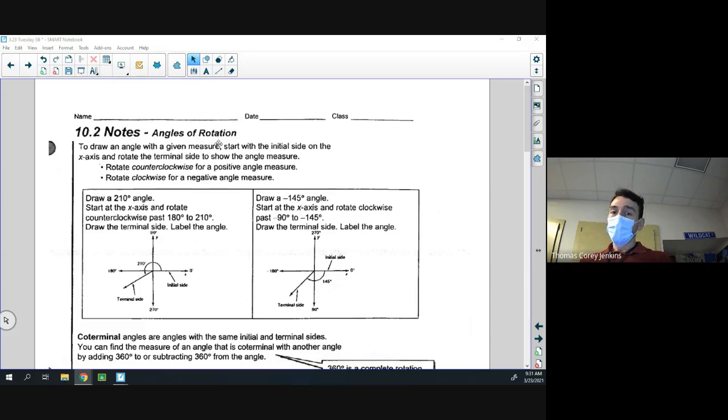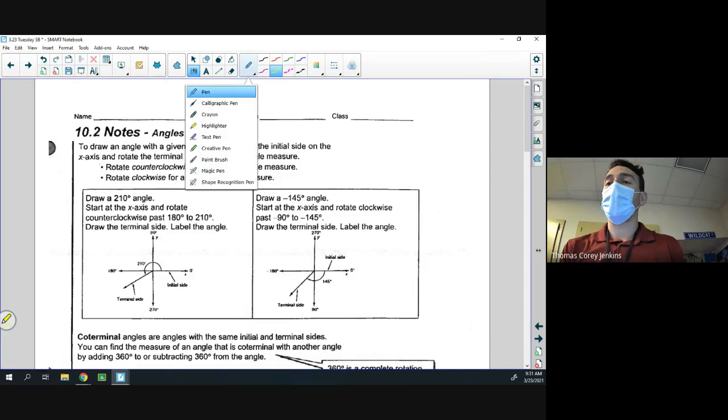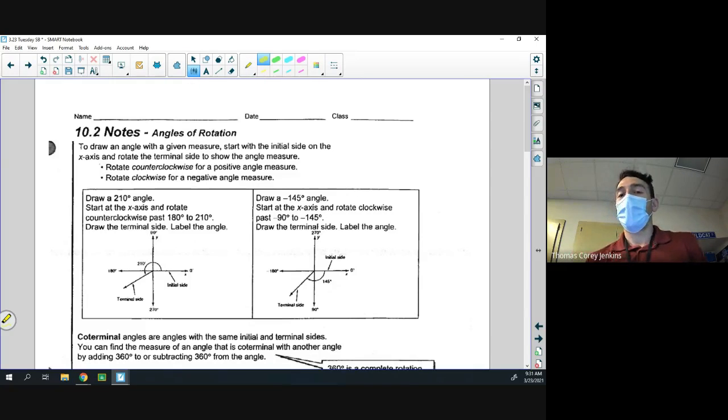Okay, so all about angles of rotation, and one thing that we need to carry forward is: what's the difference between a positive angle measure and a negative angle measure? It might be a little counterintuitive, but counterclockwise is going to be positive, and clockwise would be negative. So just some examples of what that looks like.